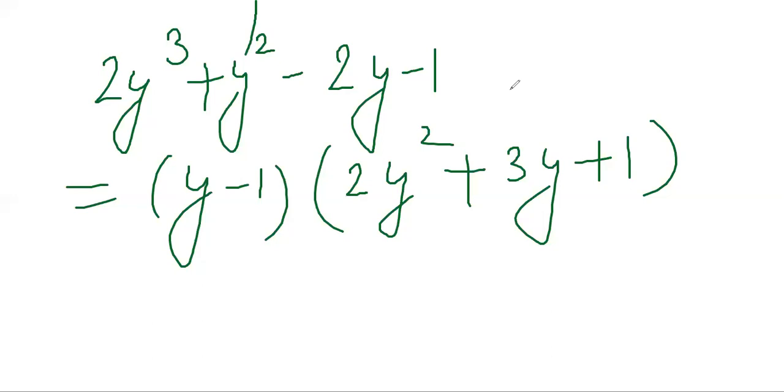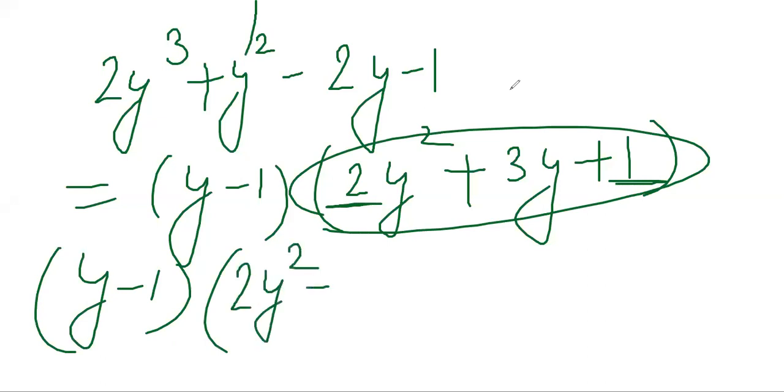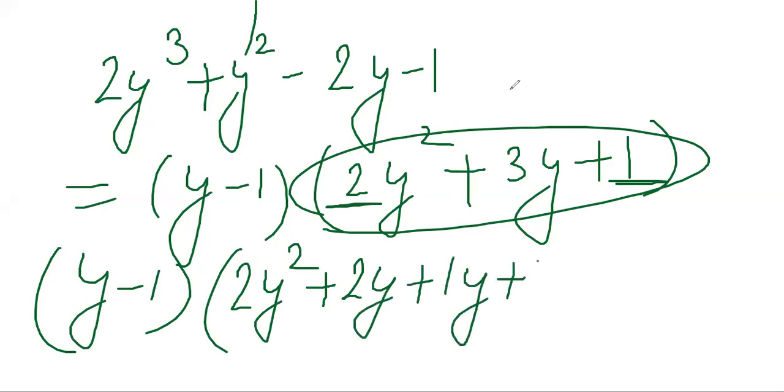So now here we will factorize it. y minus 1 into, on multiplying it should be 2 into 1 which is 2, and on adding it should be 3, so it will be 2 plus 1. 2y square plus 2y plus y plus 1. Now we can factorize it easily.